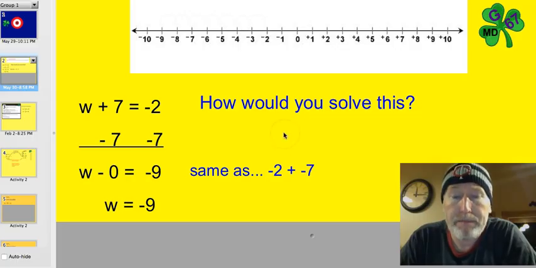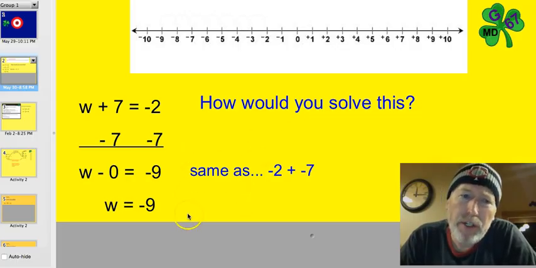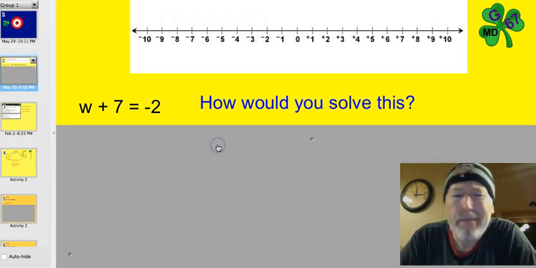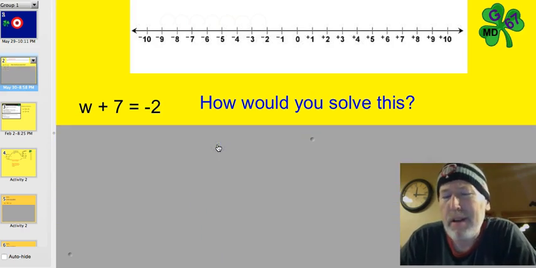Let's do this thing. Take a look at this equation here. W plus 7 equals a negative 2. How would you go about solving this? Now I'm pretty sure most of you could figure it out if it was W plus 7 equals 2. And I think most of you could even figure out what W is equal to if W plus 7 equals a negative 2. But could you do it by isolating the variable and balancing out both sides of the equation? That's going to be our goal for tonight.